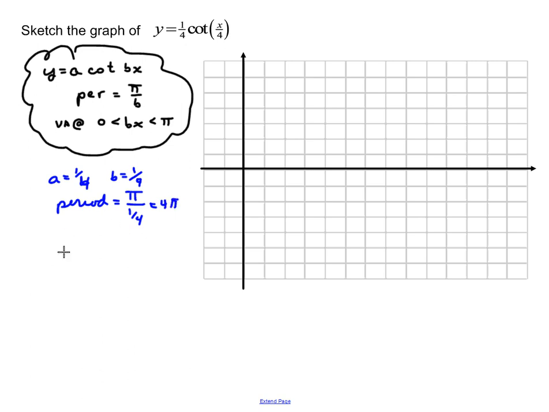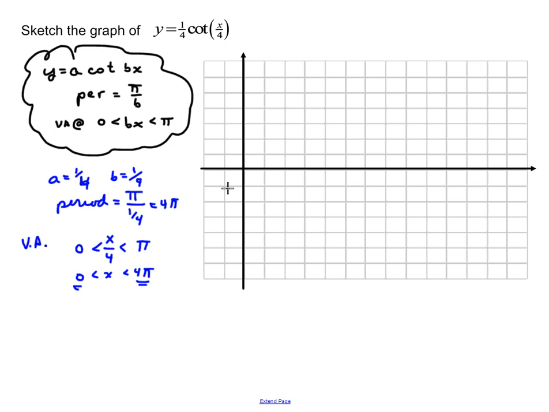Okay. What's more, if I'm interested in finding the location of my vertical asymptotes, what I'm going to do is take my argument, x over 4, and set it between the natural asymptotes of cotangent, and that is at 0 and pi. So multiplying by 4, I get 0 less than x less than 4 pi. So my first asymptote will be at 0. My next asymptote will be at 4 pi.